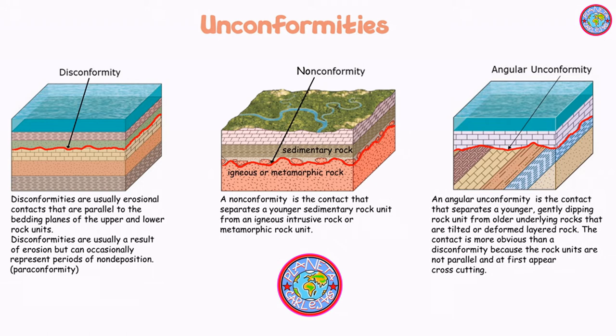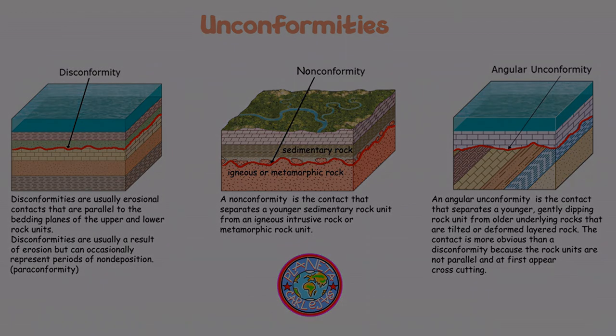Nonconformities. A nonconformity is the contact that separates a younger sedimentary rock unit from an igneous intrusive rock or metamorphic rock unit. Angular unconformities. An angular unconformity is the contact that separates a younger, gently dipping rock unit from older underlying rocks that are tilted or deformed layered rock. The contact is more obvious than a disconformity because the rock units are not parallel and at first appear cross-cutting.